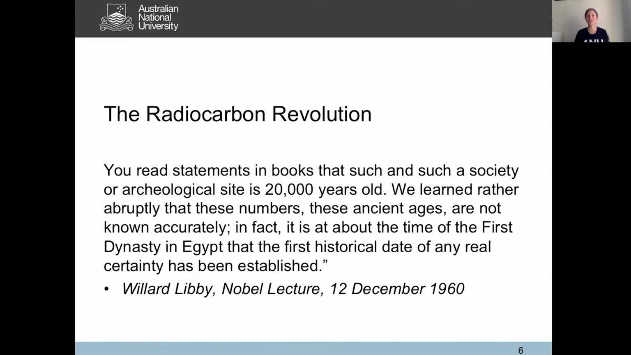So before the 1950s, it was very difficult to work out how old things were. And this is particularly the case in Australia. So until the 1960s or the late 1950s, people thought that people had only arrived in Australia a few thousand years ago, maximum. With the development of radiocarbon, this is pushed back to 10,000, 20,000, 30,000. And we now know, in fact, that people arrived in Australia probably before 50,000 years ago, so beyond the limit of the radiocarbon method.